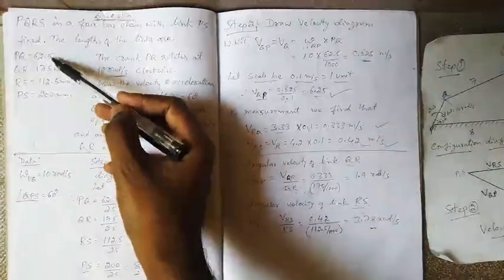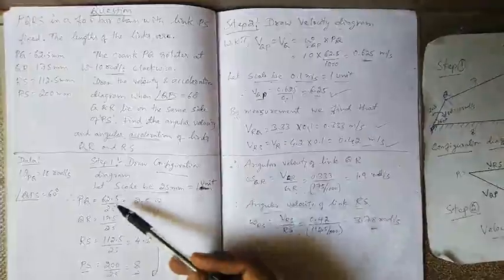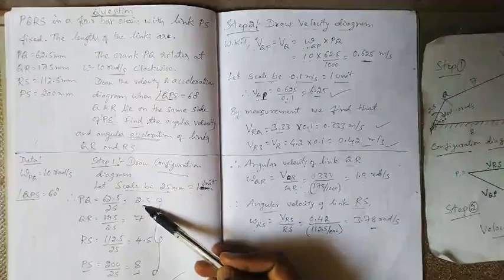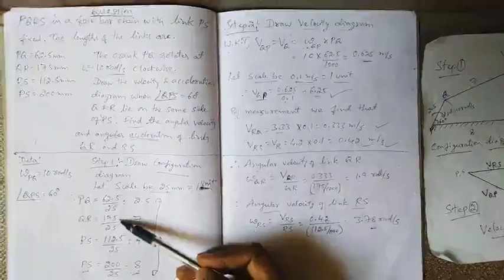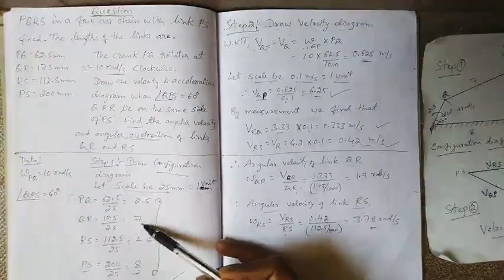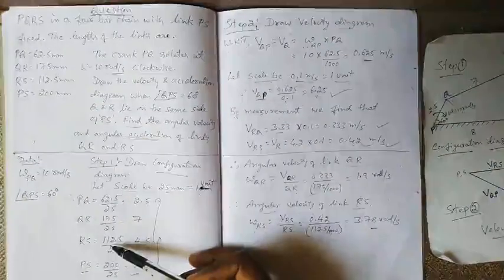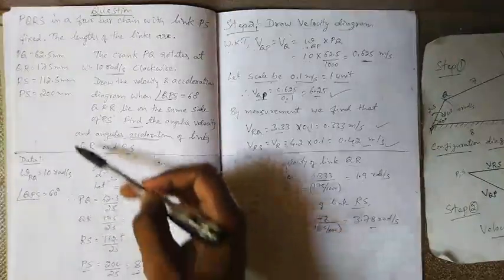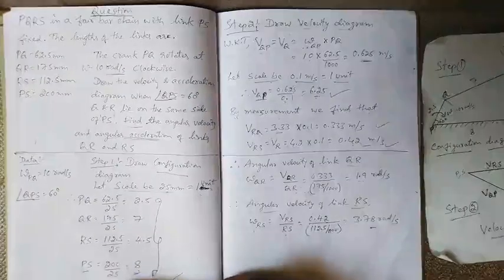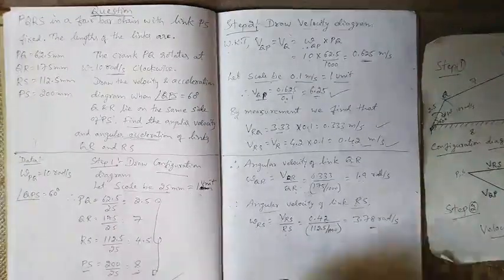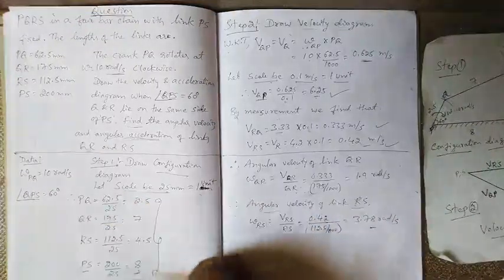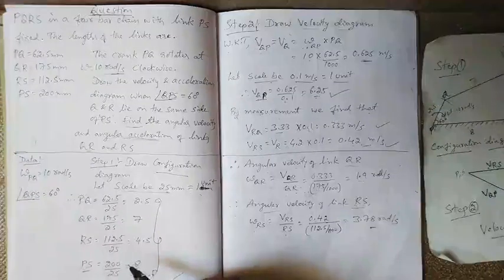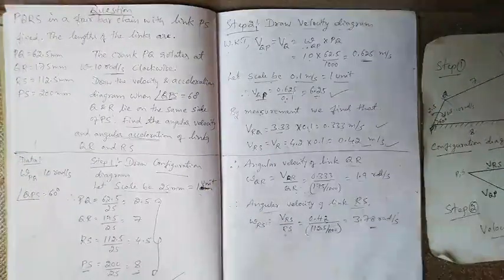So link PQ is given as 62.5 mm. 62.5 divided by 25 gives you 2.5 units. And QR is 175 divided by the scale 25, so 7 units. RS is equal to 112.5 divided by 25, 4.5 units. And PS is equal to 200 divided by 25, equal to 8 units. So using this data and angle, we need to construct the configuration diagram or space diagram.